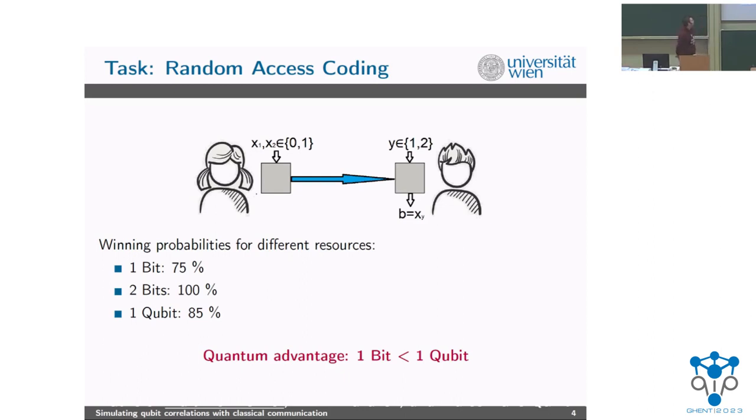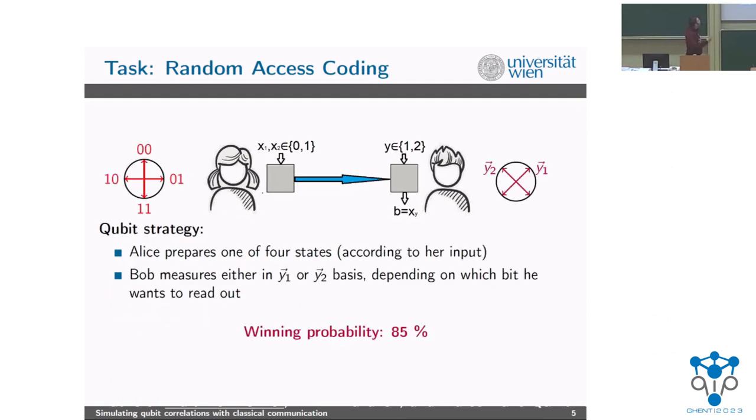This is important because it's, in my opinion, one of the most basic tasks that provide an information theoretic advantage of using quantum correlations, or qubit correlations in that case. So why is it so? We have a clever quantum strategy that is very useful in this task. Given her input, Alice is not sending a classical message; she prepares a qubit in a certain state, sends that to Bob, and he can read that qubit out in a certain basis, depending on which bit he wants to read out. It turns out if they perform that protocol, they are very successful and they win with probability of 85%.